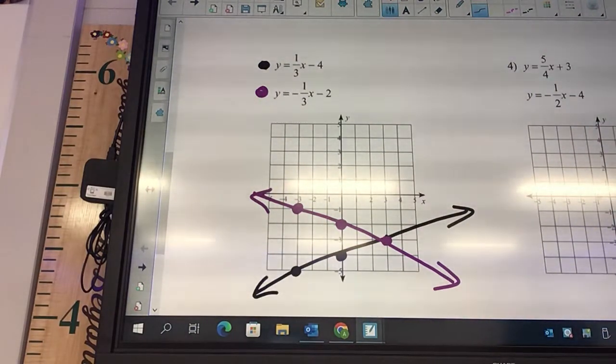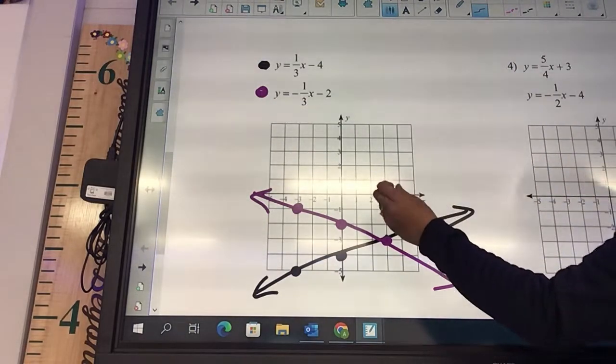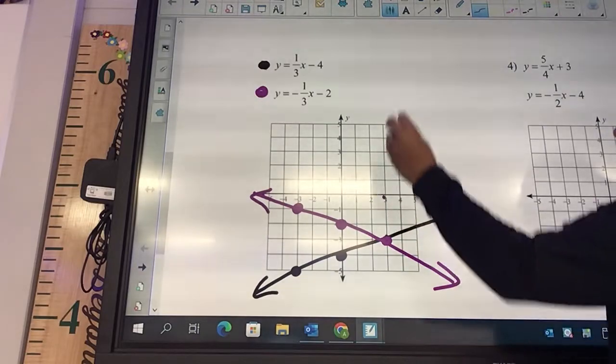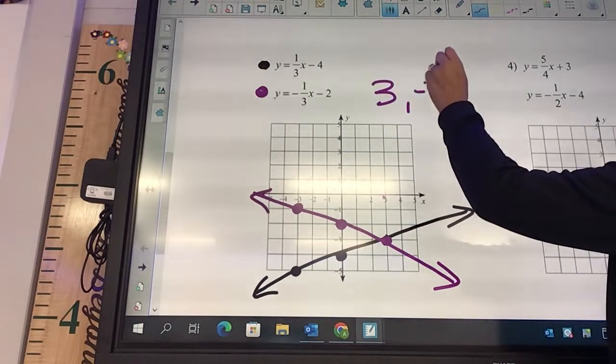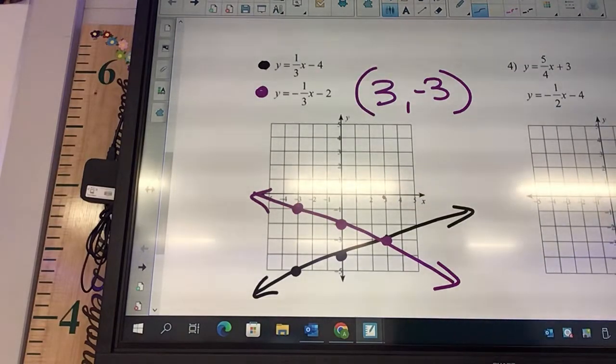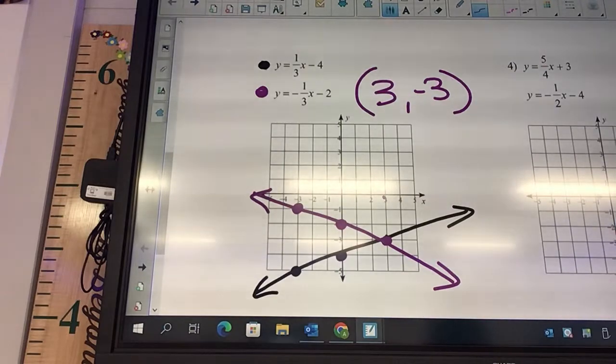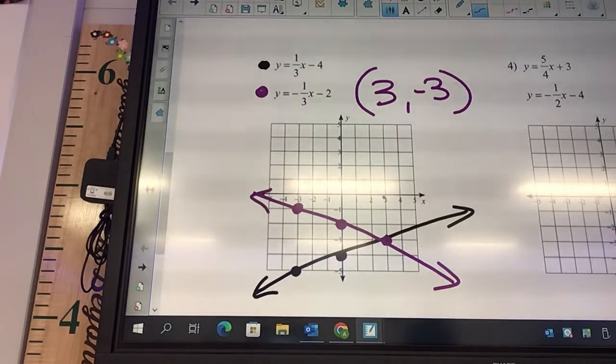What is that intersection point? We gotta do the X first. Positive 3, negative 3. Okay, it's okay today if you don't get the coordinates right, but you should get the dot right.